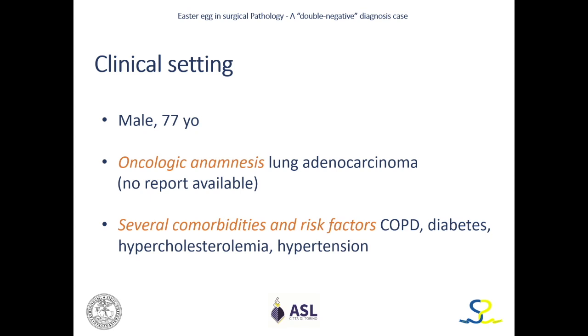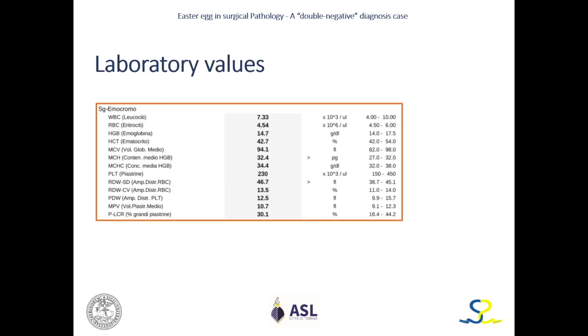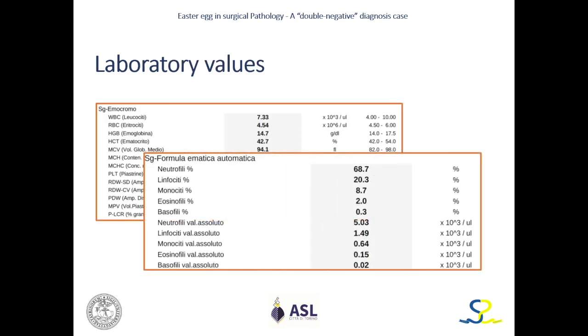As you can see, the patient was really not a healthy one, with many comorbidities and risk factors, particularly regarding respiratory and metabolic functions. These are the blood values with all the blood cell counts, and they all look typical.